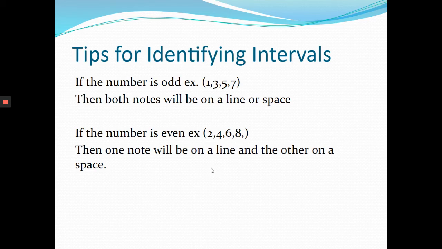Okay? If the number is even, a second, a fourth, a sixth, or an octave, then one note's going to be on a line and the other note's going to be on a space. So to help you with this project, I gave you 4 intervals. I gave you a unison, which is 1. I gave you a second. I gave you a third, and I gave you a fifth, and an octave. So these two are going to be on either a line and space, one on line, one on space. Well, these 3 are going to both be on a space or line. Okay.